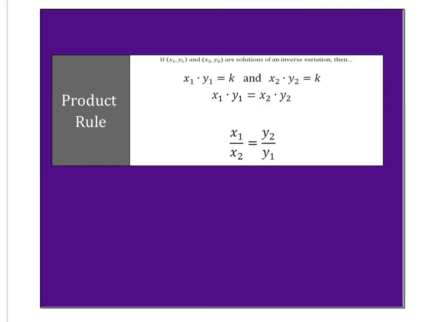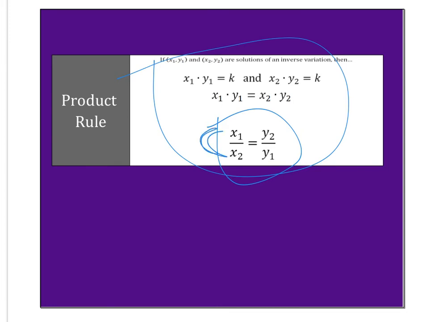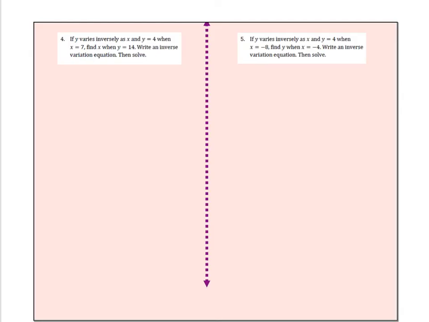So here's something you should probably highlight and put somewhere in your notes, is this situation right here. X's over x's equal y over y. So first x over second x equals second y over first y. So just to get an idea what I'm talking about: y varies inversely as x, so y equals 4 when x equals 7.